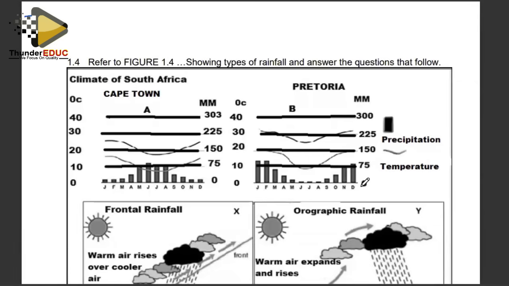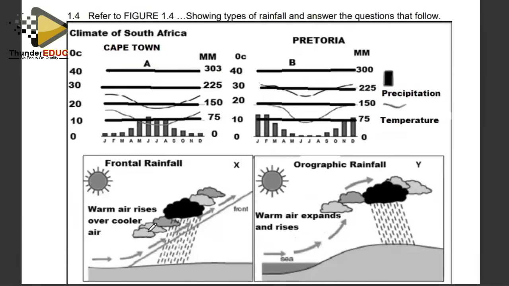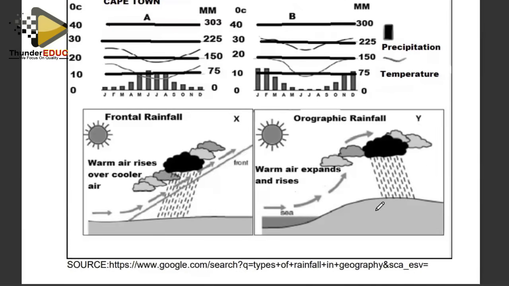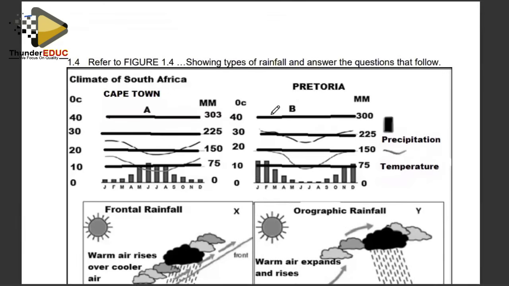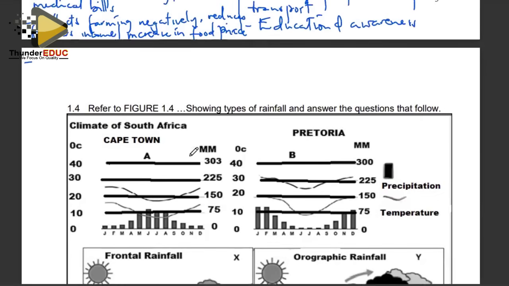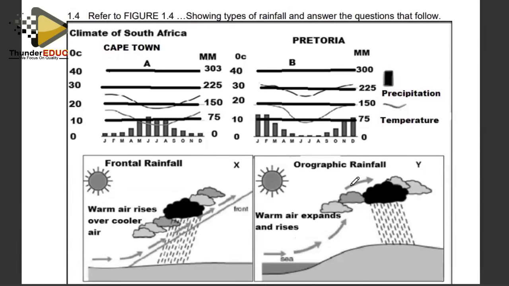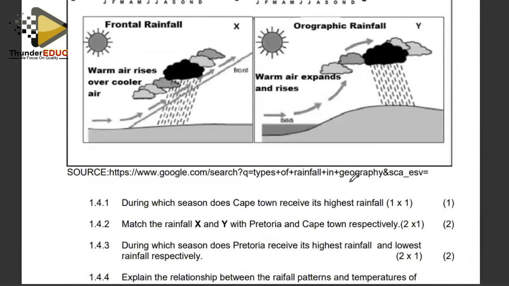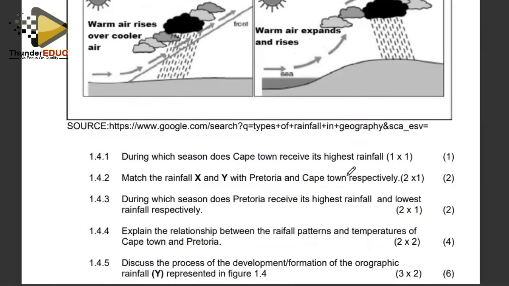Right. Fig 1.4 shows types of rainfall and answer the questions. It gives us a frontal rainfall and orographic, and it shows us the precipitation and also the temperature. Frontal rainfall, which is experienced over Cape Town, and Pretoria receives orographic rainfall. Right, during which season does Cape Town receive its highest rainfall? We understand that Cape Town receives frontal rainfall, which is brought by the coming of the mid-latitude cyclones. That happens during the winter season.